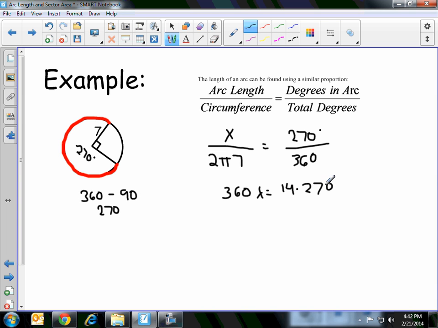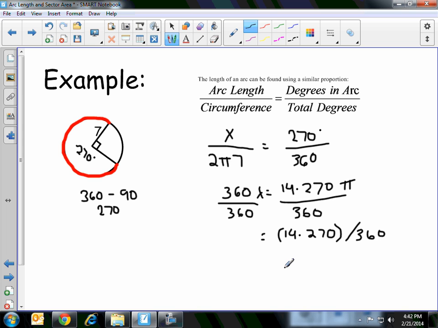270 pi. We divide by 360, our coefficient. Oh, we didn't do that multiplication out. So, granted, your calculator may do all of this at the same time. So we can do 14 times 270, get an answer in our calculator, then divide that by 360 all in one step. That'll save us some time.